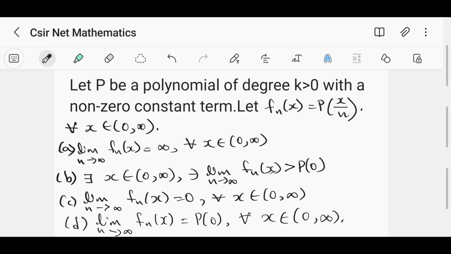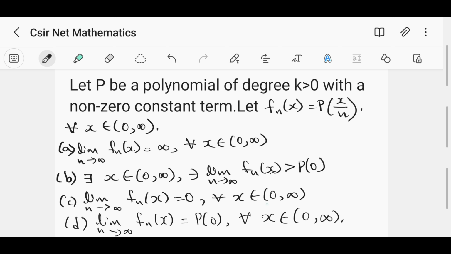So today we will be solving a CSIR NET problem, and this is a Part B question, so therefore only one option will be correct. Here the question is: let P be a polynomial of degree k greater than 0 with a non-zero constant term, and let f_n(x) = P(x/n) for all x belonging to the open interval (0, infinity). Then four options are given.